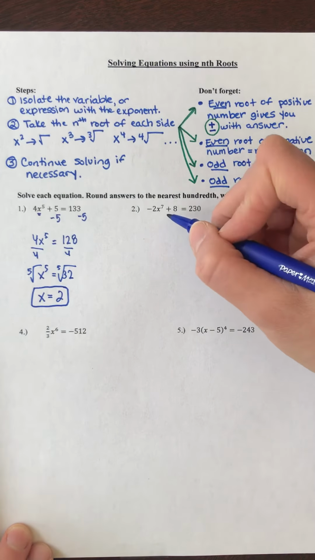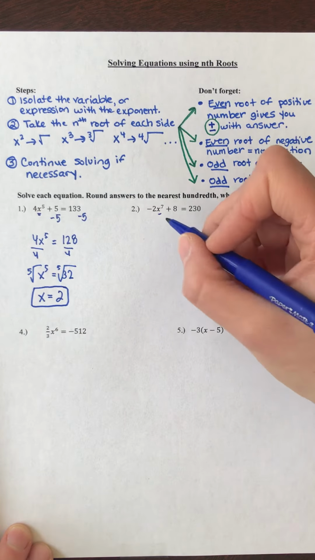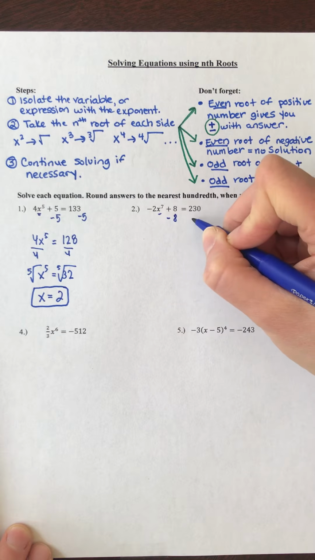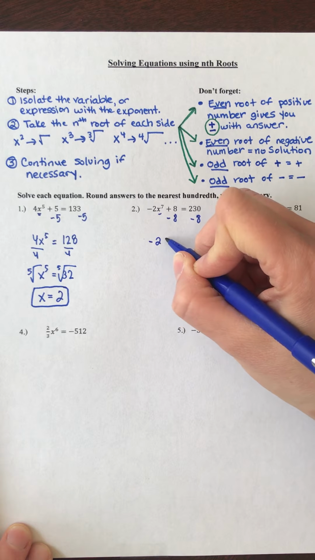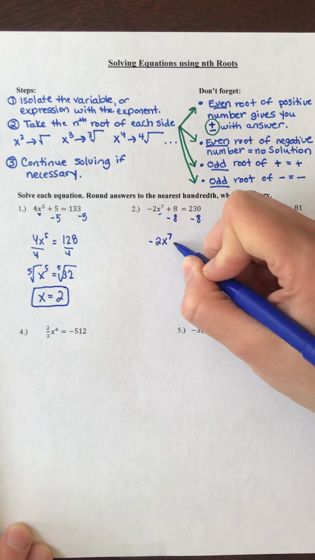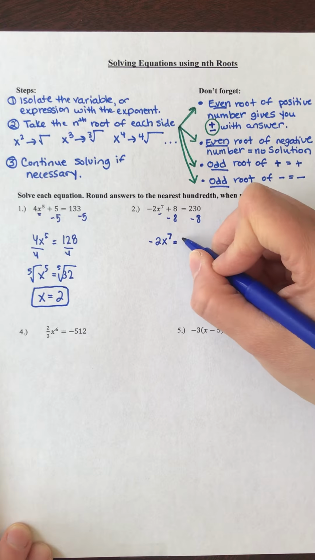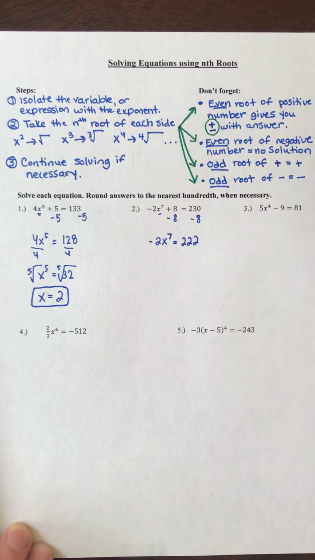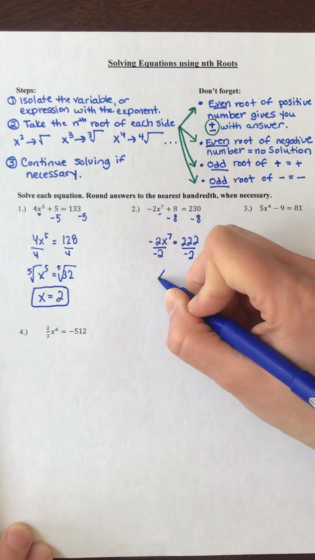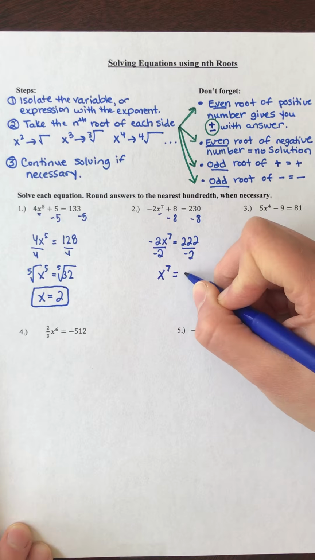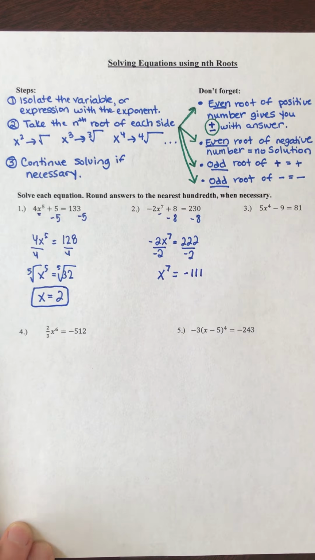And number 2, I want to isolate x to the 7th. So again, I want to start by undoing any addition or subtraction. So I'm going to subtract 8 first, and I get negative 2 x to the 7th equals 222. I don't want to take the 7th root of anything yet. I want to divide by negative 2 first, and I get x to the 7th equals negative 111.